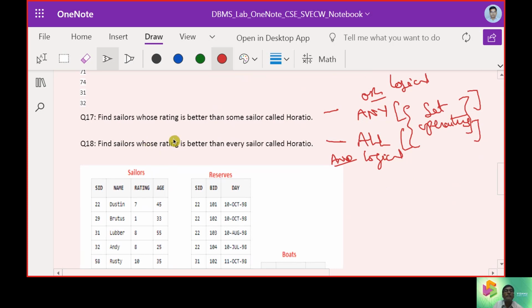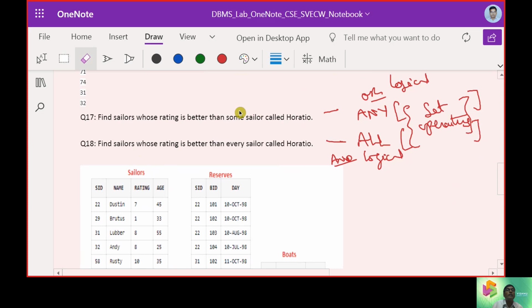So find the sailors' names who are better than. Here we have some, and here we have every. This is the key takeaway we should understand here. We get the word some, and we get the word every. Only this change has to be noted in this case.